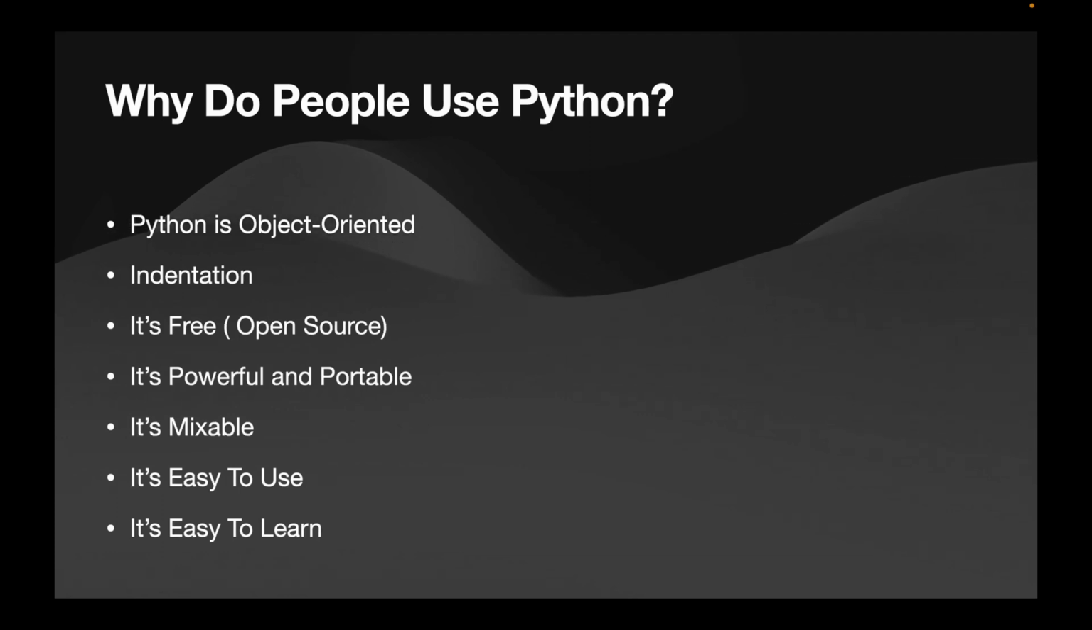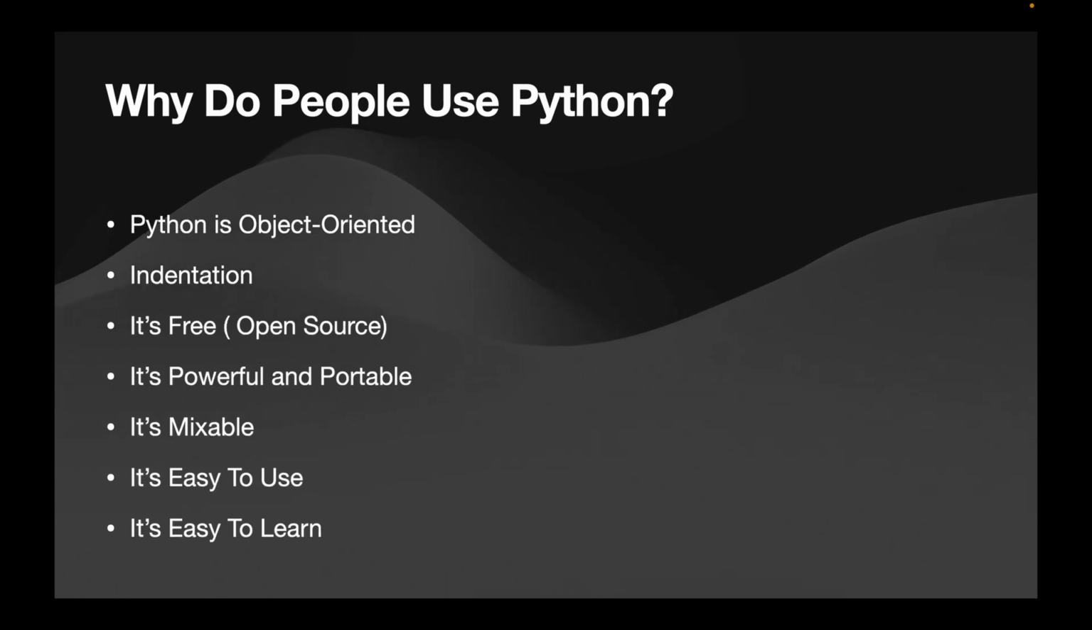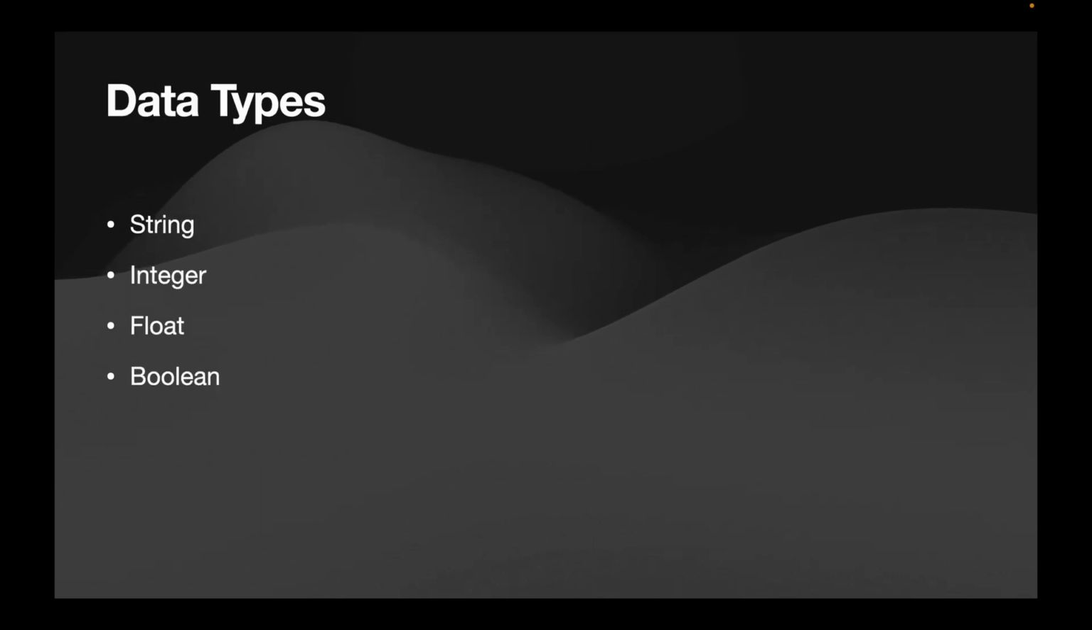It's free and open source. You don't have to pay to download Python. Just go to the internet and download Python. It's a powerful and portable language. It's flexible. It's easy to use. It's easy to learn. Very easy. Unlike if you've learned static or native languages such as Java, Kotlin, or Swift before, you know Python is very easy. Just like JavaScript, they are dynamically typed, unlike others that are statically typed. So data types, strings. Now we'll come to this shortly.